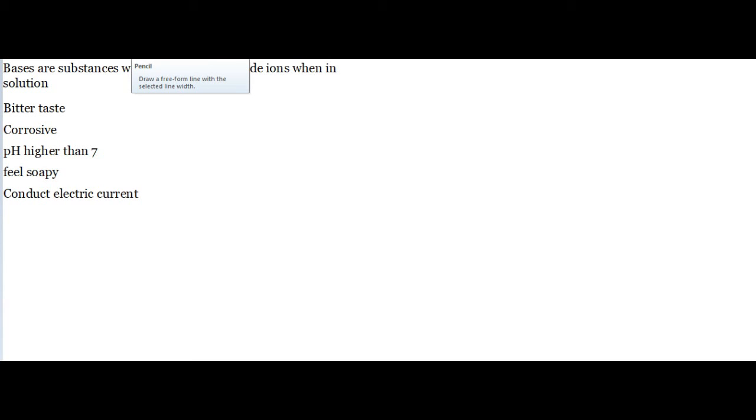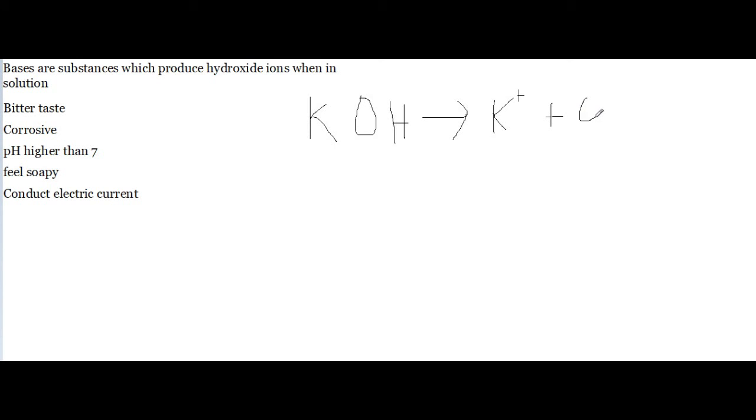Now let's move on to bases. Now bases are the opposite of acids. They produce hydroxide ions when in solution. However, it's better to call bases a proton acceptor because not all bases will dissolve. And there's a specific name for the ones that do, and they're called alkalis. So alkalis are bases which dissolve in water and form hydroxide ions such as potassium hydroxide or ammonium hydroxide, but not all bases dissolve.